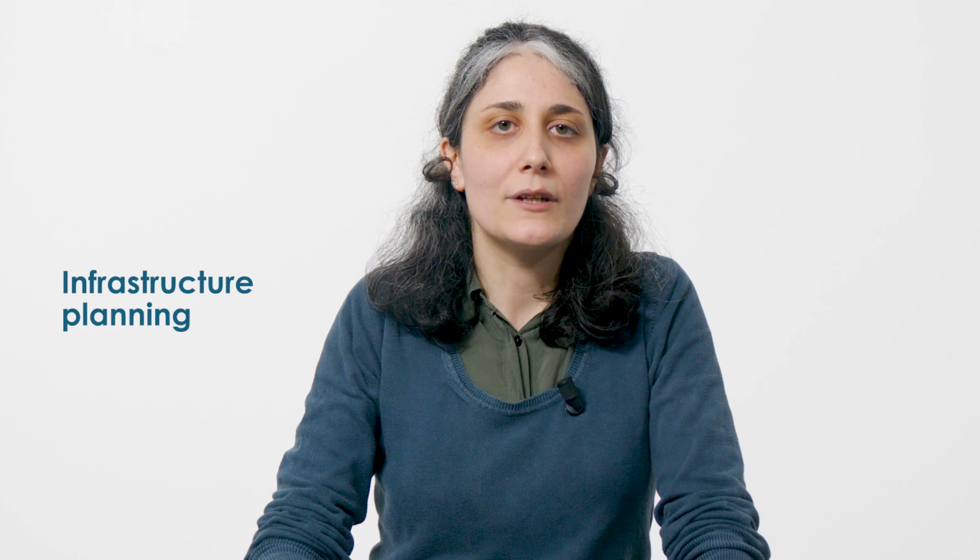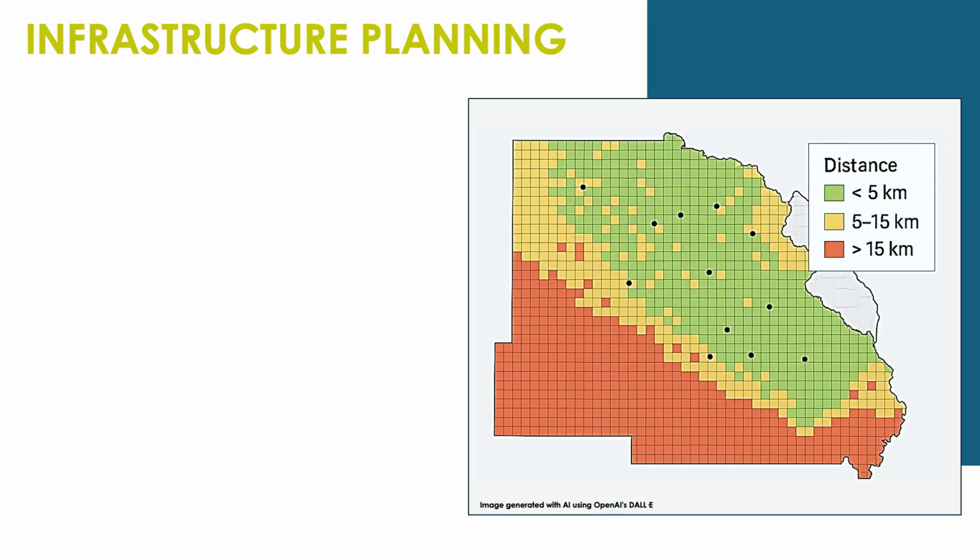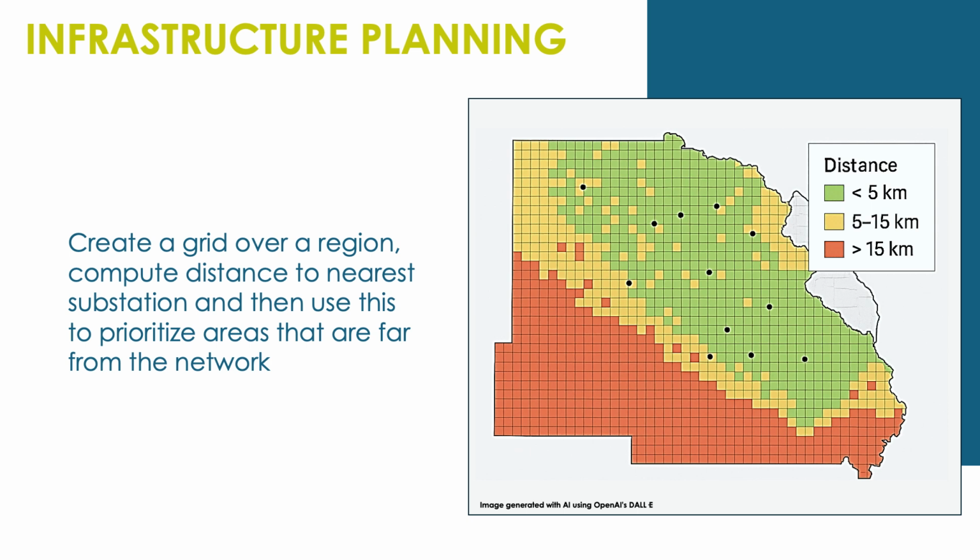Let's now look at 3 real-world applications of spatial grids in the energy domain. Infrastructure planning. Suppose you want to extend a medium voltage grid to underserved areas. You can create a grid over a region, compute distance to nearest substation, and then use this to prioritize areas that are far from the network.